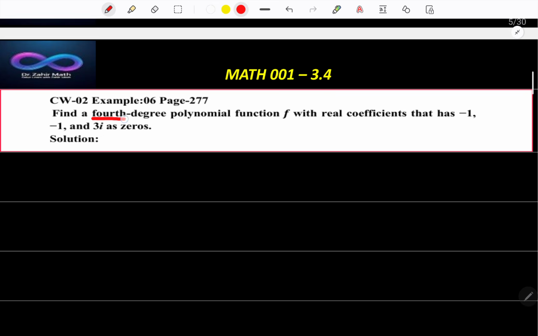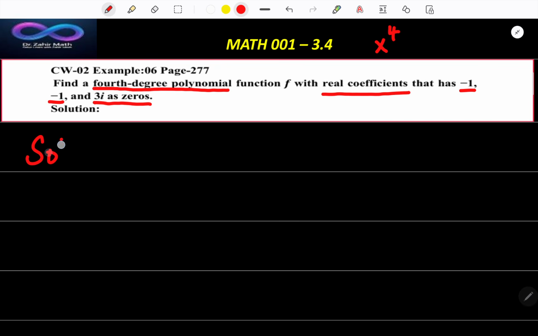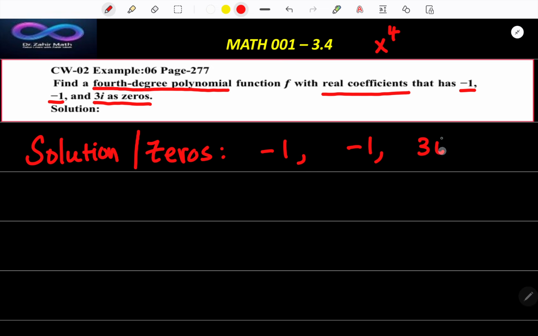Yes, what is the question? Find the fourth degree polynomial. What do you mean by fourth degree polynomial? X power 4. That is fourth degree polynomial, with the real coefficients, minus 1, plus minus 1 and 3i as zeros. So what is given? Solution is given. Solution, other word is what? Zeros I said. What are the things given? Minus 1 and then 3i.